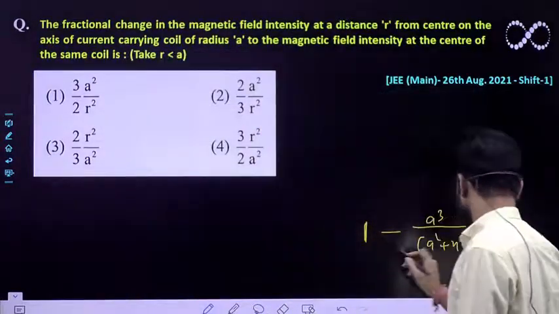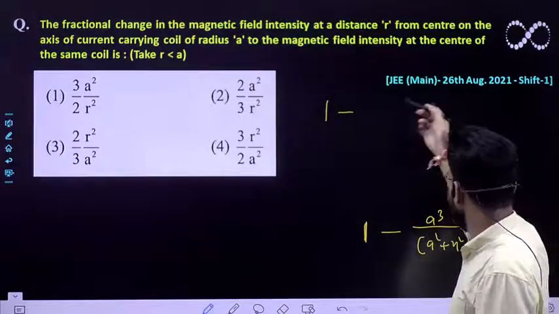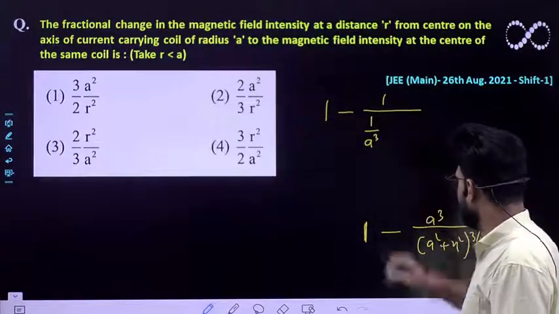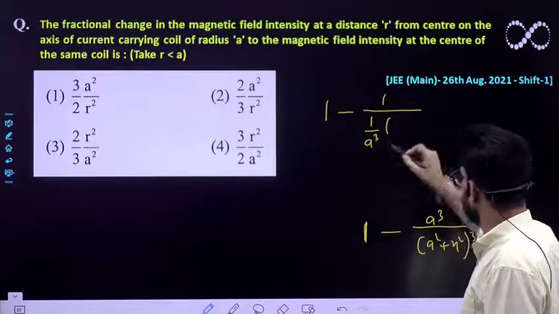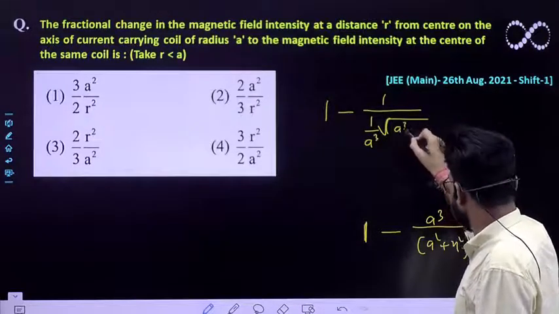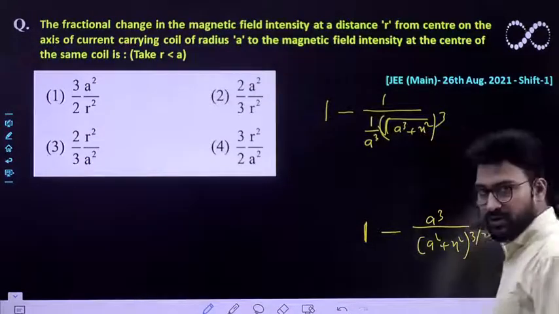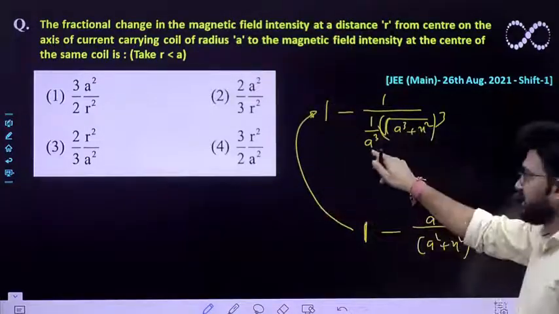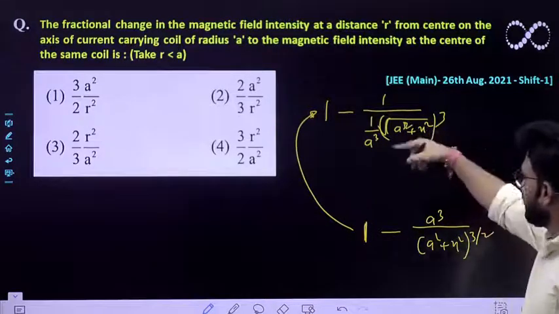Now we'll be solving this expression, so what you'll be getting is 1 minus, okay, this can also be written as 1 upon a cube into root of a cube plus x square, power 3. Okay, don't you think? So this is the expression which can easily be written like this. Okay, 1 upon a cube and root of a cube plus a square plus x square power 3.